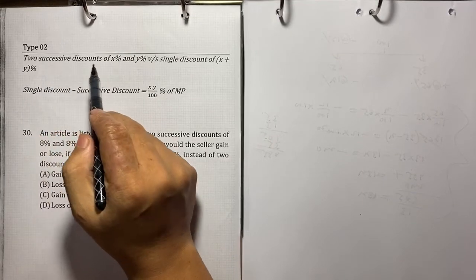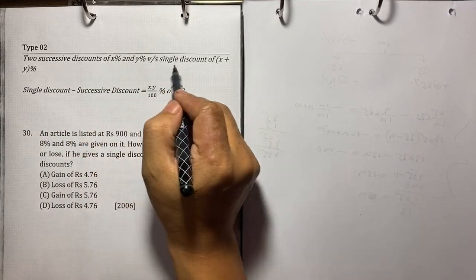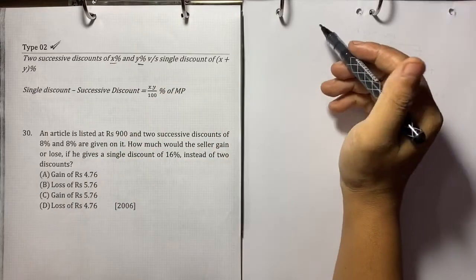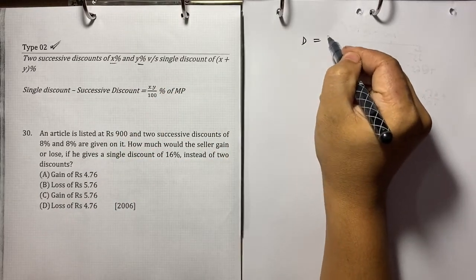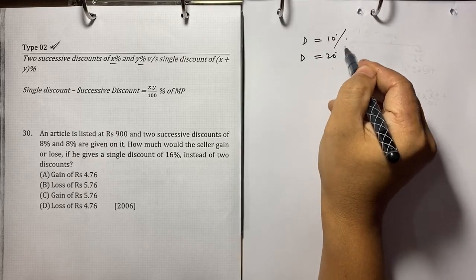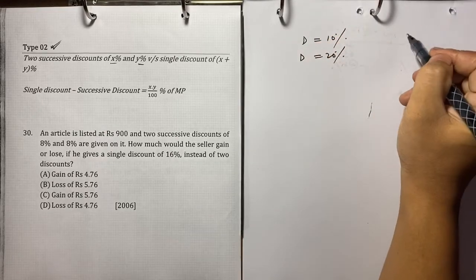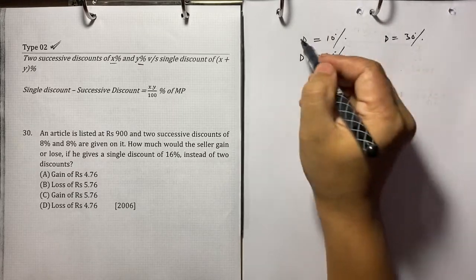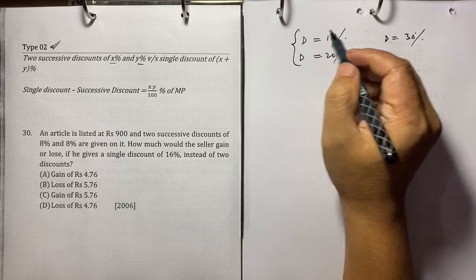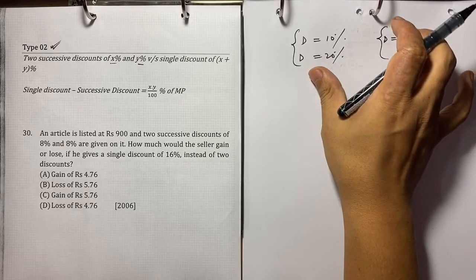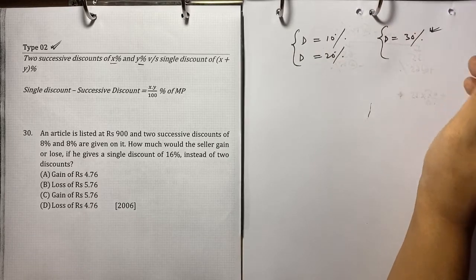Two successive discounts of X percent and Y percent versus a single discount of X and Y percent. For example, the first discount is 10% and the second discount is 20%. Two successive discounts make 10 plus 20, 30%. Which of these discounts is better?